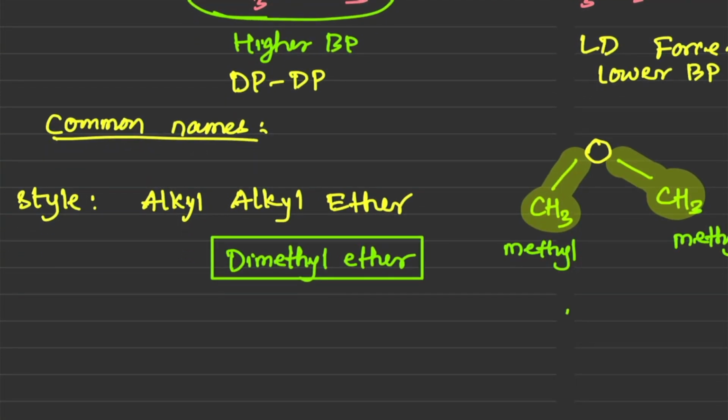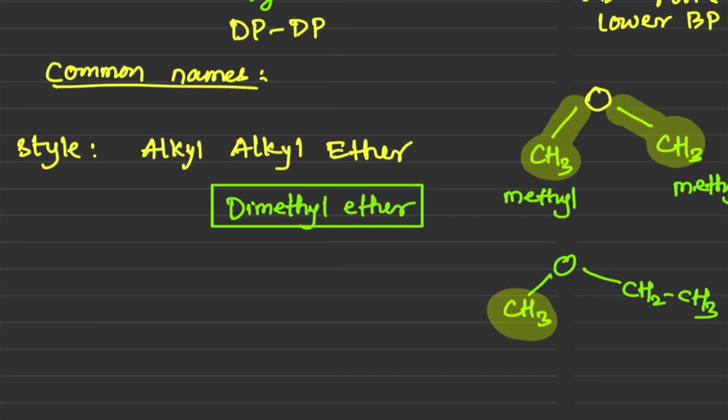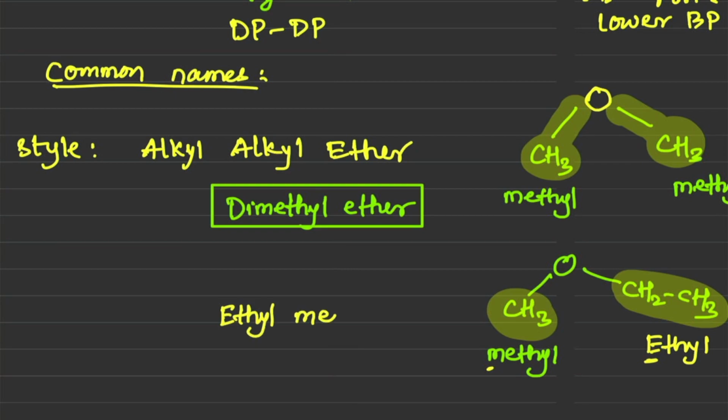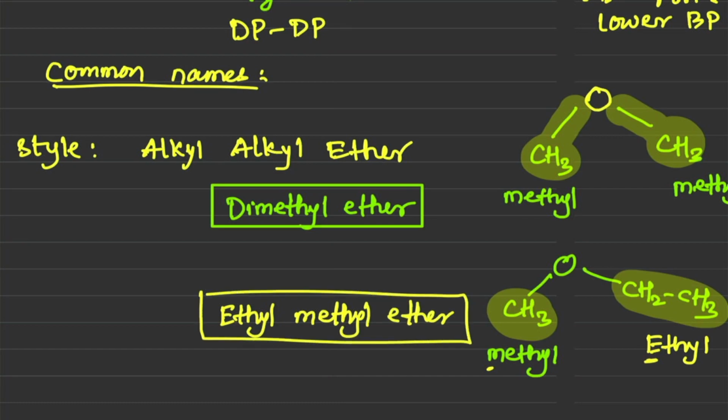What if on one side you have CH3 and on the other side you have CH2CH3? The group on one side is methyl, and the group on the other side is ethyl, because it has two carbon atoms. Then you go alphabetical, so E comes before M. We call it ethyl methyl ether. That's how you name them.